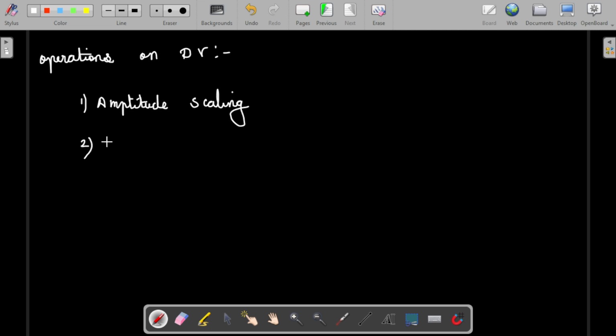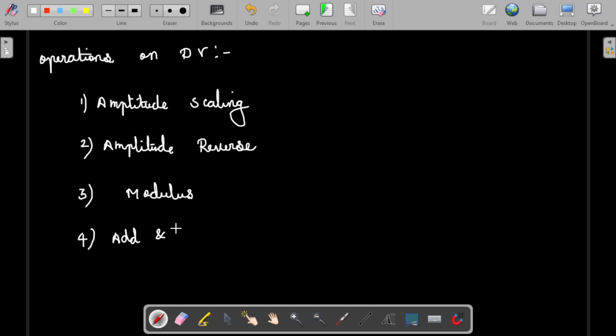The second thing is amplitude reversal. The first one is with the y-axis, and the second one is with the x-axis. Both are done like that only, but here we will not be substituting a scaling factor; the sign will be changed. The third operation is the modulus. You guys know about the modulus, right? Only positive quantity. Next is addition and subtraction of DC. DC means constant value.